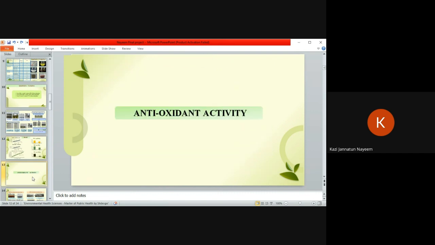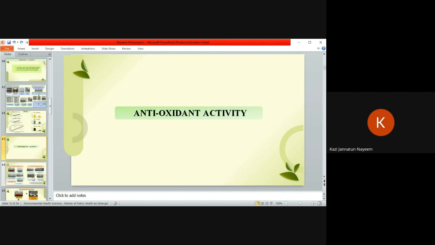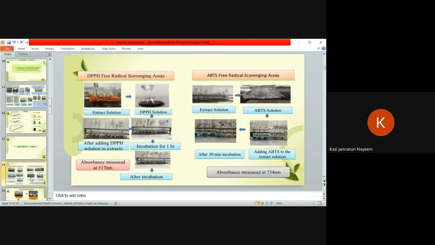Now I describe the antioxidant activity. Here I mentioned three methods. I conducted my extract through these three methods to evaluate whether the antioxidant activity remains or not. This is the DPPH free radical scavenging activity. This is the ABTS free radical scavenging activity. I will not describe the whole method, but I will overview some of the results and how they came.